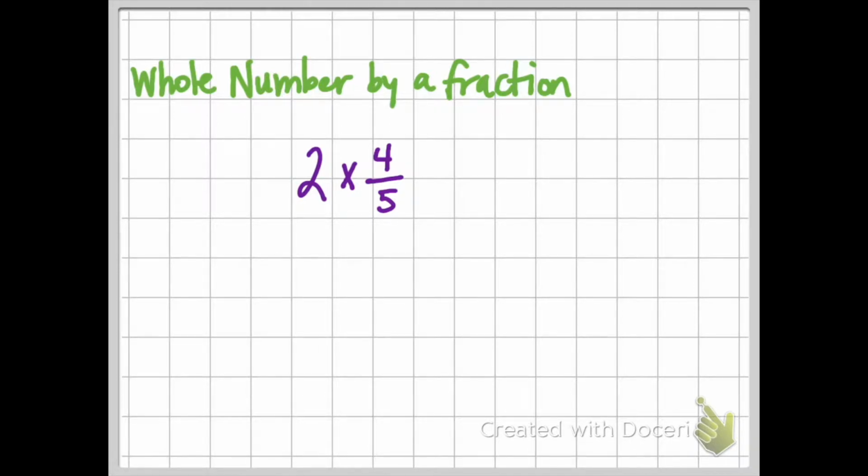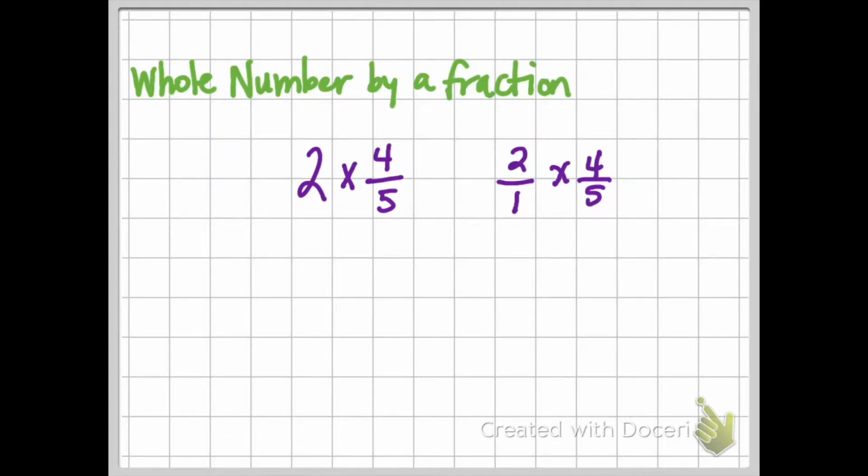So 2 times 4/5. Let me show you numerically what that looks like. Anytime we're using the number 2, it's written as a whole number, but it can also be rewritten as a fraction. So 2 times 4/5 also is written like 2 divided by 1, which is 2, times 4/5.